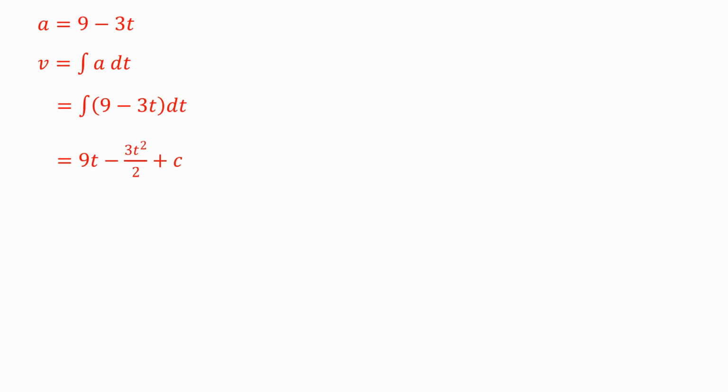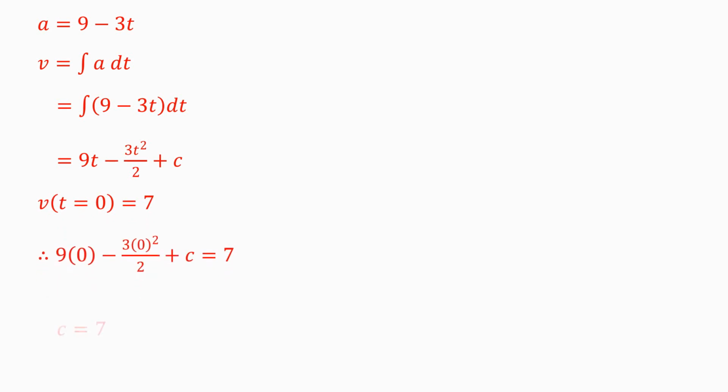But then we've been told that the initial velocity of the particle was 7 meters per second. Therefore, we can replace the values of the velocity and time, since the initial time is t equal to 0, in order to find the value of c.